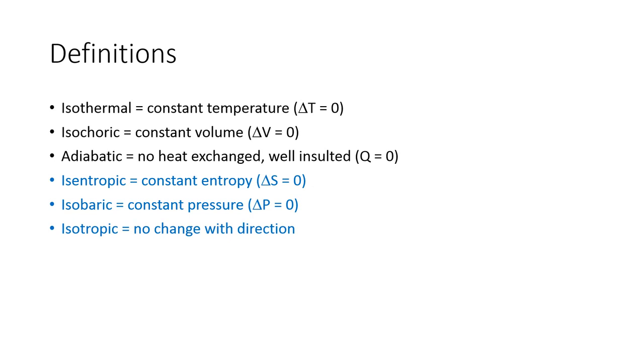Okay, so just a couple definitions. Isothermal, constant temperature. Isochoric is a constant volume. Adiabatic means no heat is exchanged, so we also say well insulated. Isentropic means that the entropy doesn't change. S is the symbol we use for entropy. Isobaric, that is pressure does not change. And then isotropic is no change with direction. So a lot of isos there, meaning the same, and the thing that comes after it is what is being held constant.